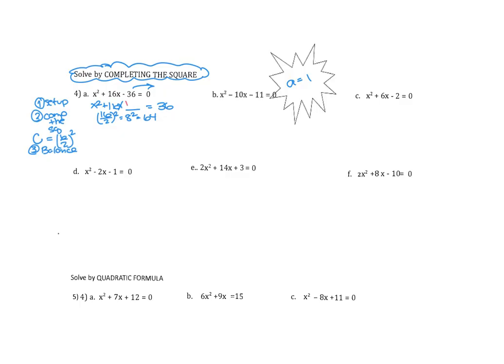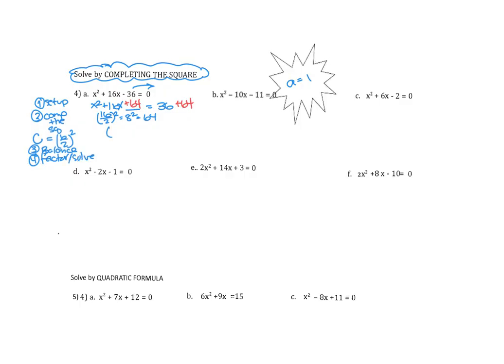So first of all, I put my 64 with my x squared plus 16, because that makes a perfect square trinomial. I'm going to be able to factor that into a binomial squared, which is the whole point of this process. The whole point of this process is for me to be able to factor this, or not factor exactly, but to solve this equation. So I need a method to do that. But if I add 64 to the left, I need to add 64 to the right. And so now my last step is to factor and solve.